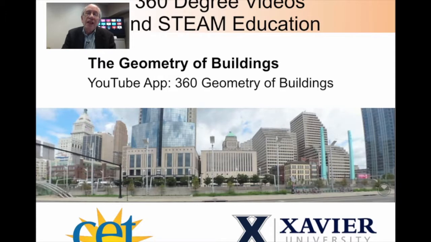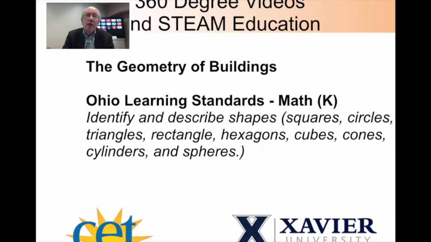So our K lesson here, the geometry of buildings, is an interesting one. The first one we did together. If you want to find this on your YouTube app, you can search this term, 360 geometry of buildings, in the app. You can put it in a viewer, put it in cardboard mode by pressing the little 2-eyed icon in the lower part of the screen, and you can view it the way we meant it to be viewed.